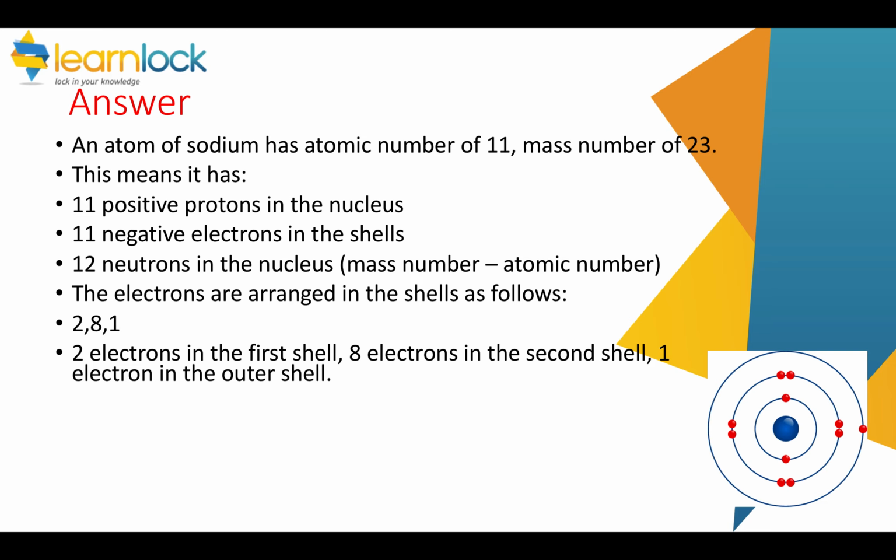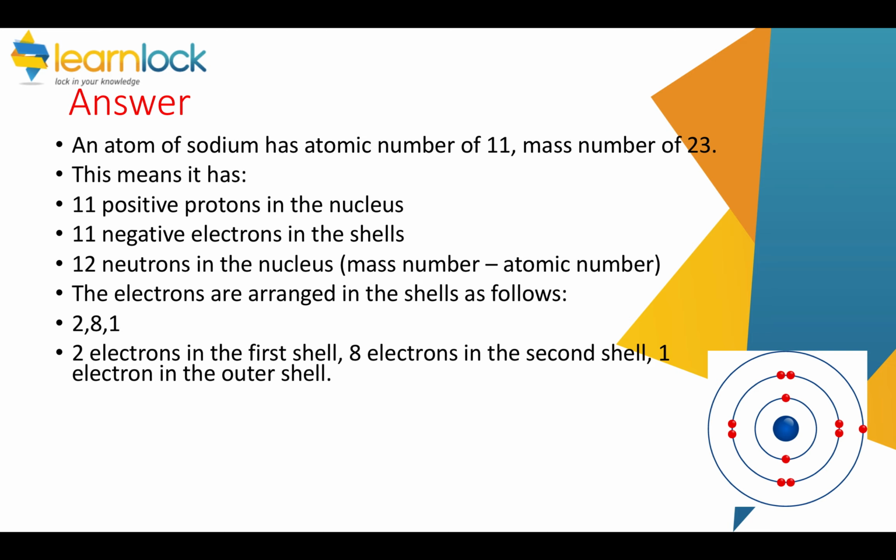What do those numbers tell you? First of all, it tells you that it has 11 protons in the nucleus, and these are positive. It then has 11 negative electrons in the shells. We'll come back to how they're arranged in a minute. It has 12 neutrons in the nucleus, and that's figured out by taking 23 minus 11.